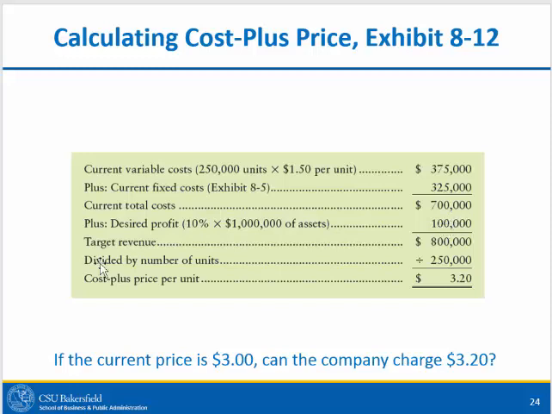When you add them, you get the target revenue. Then when you get target revenue, from there you know what the cost-plus price is. So if the current price is $3, can the company charge $3.20? Well, that's a pretty tricky question, and the answer might be yes, because there is no competitor, right? If you think, well, I want $3.20 to have 20 cents more profit margin per unit, maybe we can do that. But also be prepared.